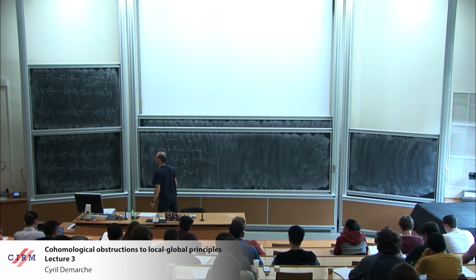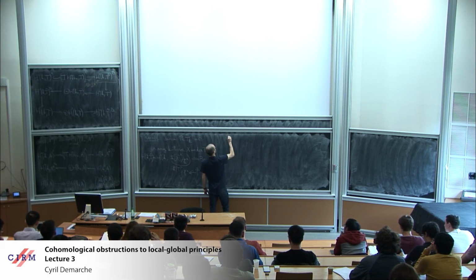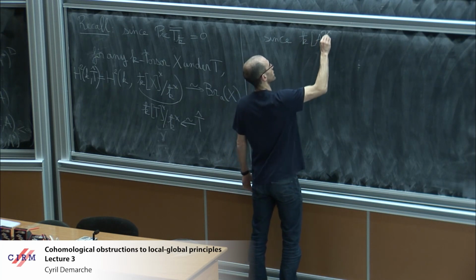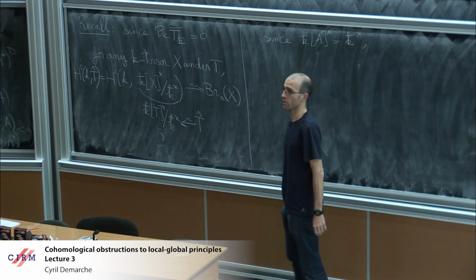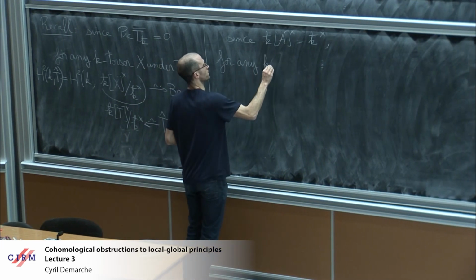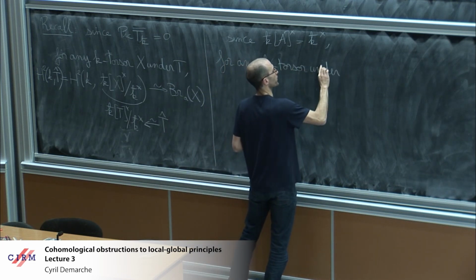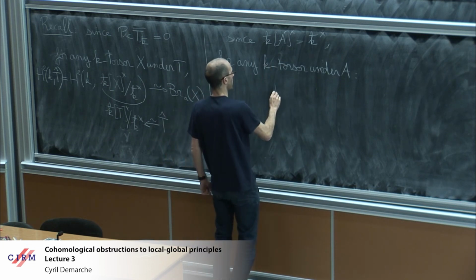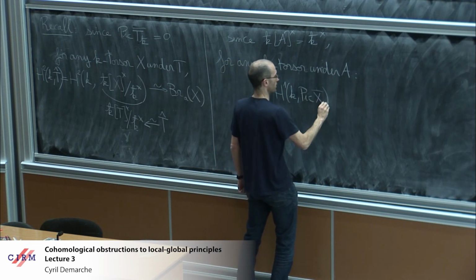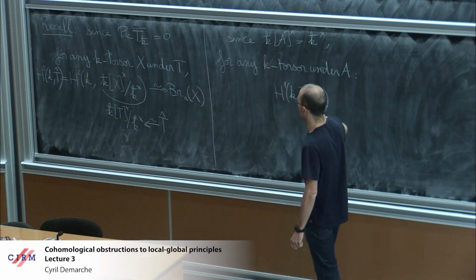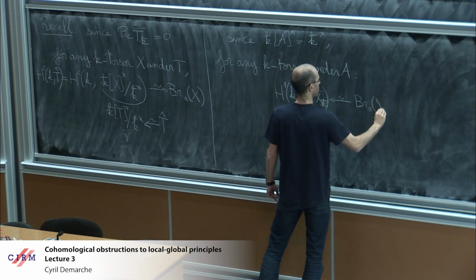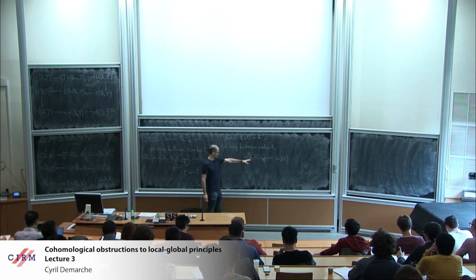On the abelian variety side, since an abelian variety has no non-constant invertible functions, you can also use the Hochschild-Serre spectral sequence for k-torsors under A. And you get that the H1 this time of K, Pic X bar, I write X bar or X_k bar, okay? So this is isomorphic to the algebraic Brauer group of X by the Hochschild-Serre spectral sequence.